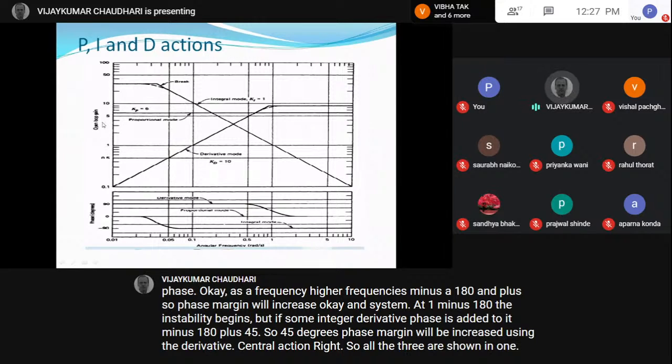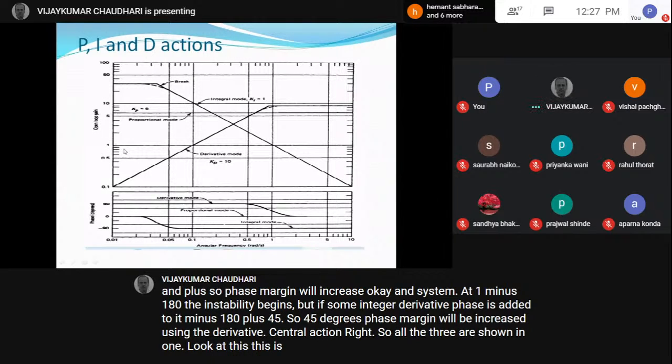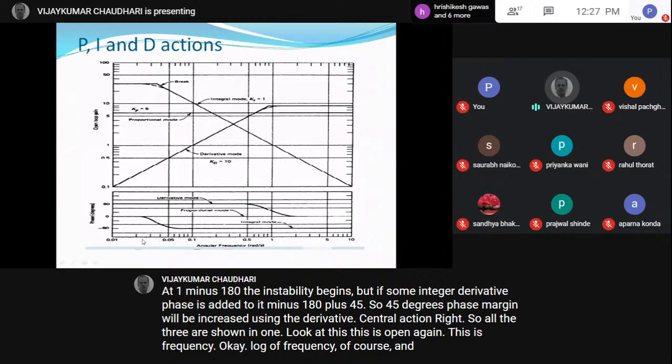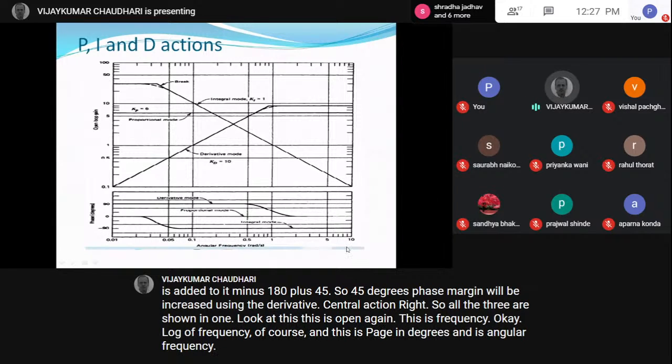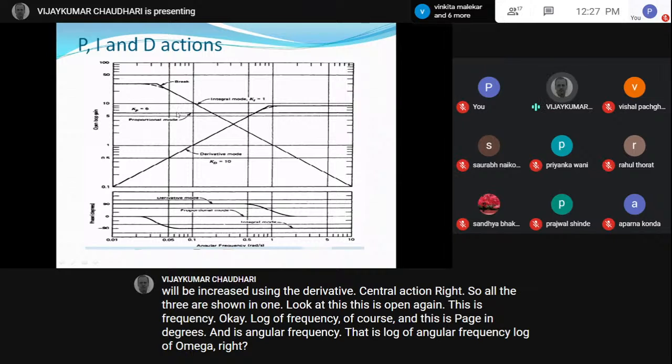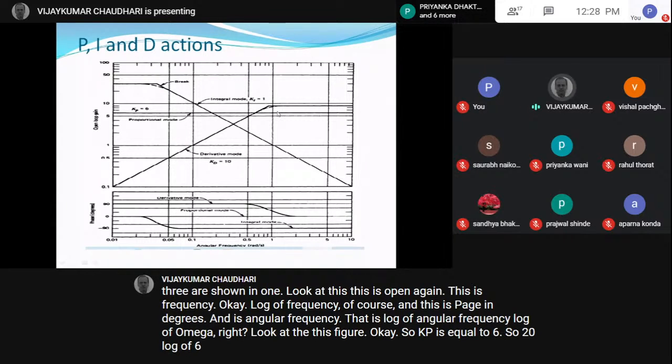Look at this. This is open loop gain. This is log of frequency, of course, and this is phase in degrees, and this angular frequency is log of omega, right? So look at this figure. Okay, so Kp is equal to 6. So 20 log of 6 is this line. Can you see? 20 log of 6 is this line.